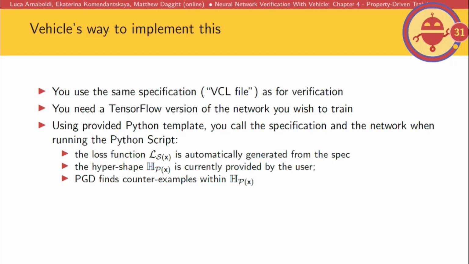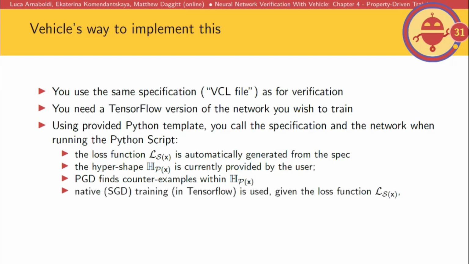in any Python library to find counterexamples within that shape and native stochastic gradient descent training from TensorFlow to minimize the loss LSX. So basically, you tailor compilation from the Vehicle file towards the state-of-the-art practices in machine learning, to the standard optimization methods that are already tested and tried in the machine learning community.